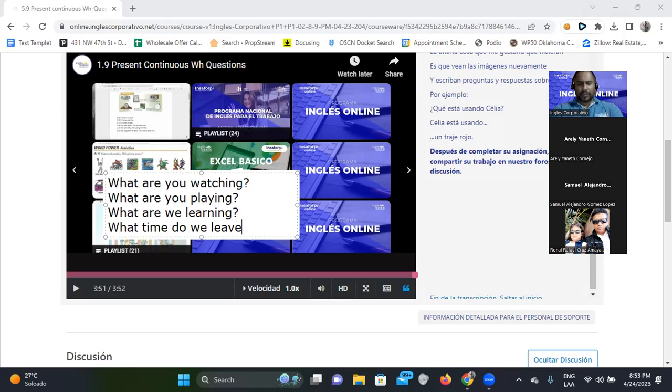Is this present continuous? No, it's not present continuous. Okay. Another question. Samuel, for the question to be present continuous, it has to have the verb to be and the verb has to end in ing. If it doesn't have the verb to be and the verb in ing, the question can't be present continuous. Okay, teacher, thanks.